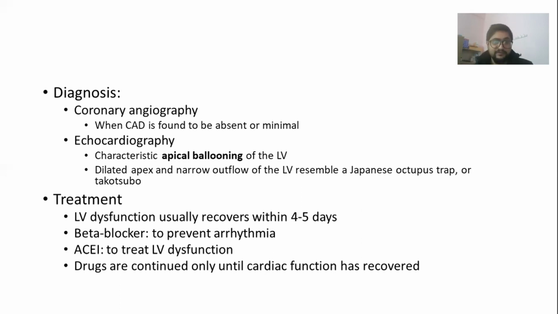The treatment is basically treatment of the left ventricular dysfunction, and this LV dysfunction usually recovers within 4 to 5 days without further treatment. And we can use beta blockers to prevent arrhythmias, ACE inhibitors to treat the LV dysfunction, and these drugs can be continued until the cardiac function has recovered, and then we can stop the drugs.